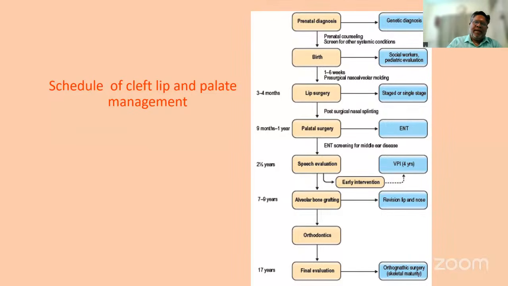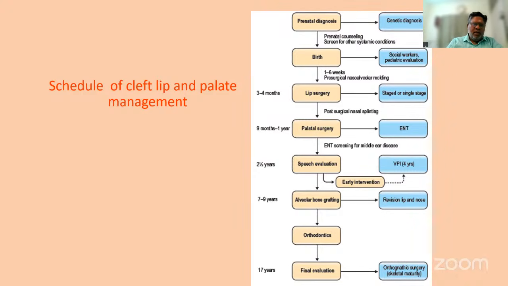The prenatal diagnosis can be done and prenatal counseling can be given. At 3 months after birth, lip surgery can be done. At 9 months, the palatal surgery is done, before the development of monosyllable words. At 2.5 years, speech evaluation has to be done. And if there is a speech problem, velopharyngeal insufficiency correction can be done.